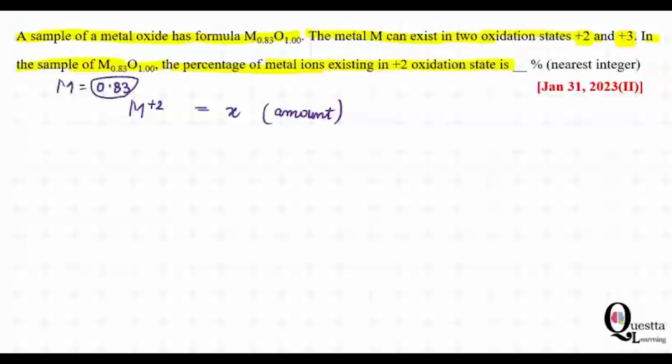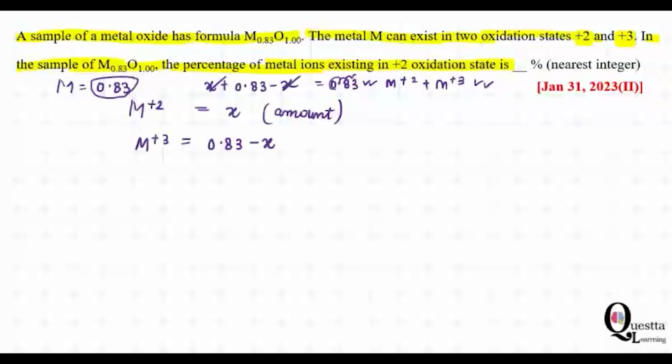So if we have X, and we subtract X from the total, we will get the M3+ amount. If you total both of these, X plus 0.83 minus X, the X cancels out, so it comes to 0.83 only. So this is the total amount in which both M2+ and M3+ oxidation states are included. We have supposed one is X and the other is total minus X.